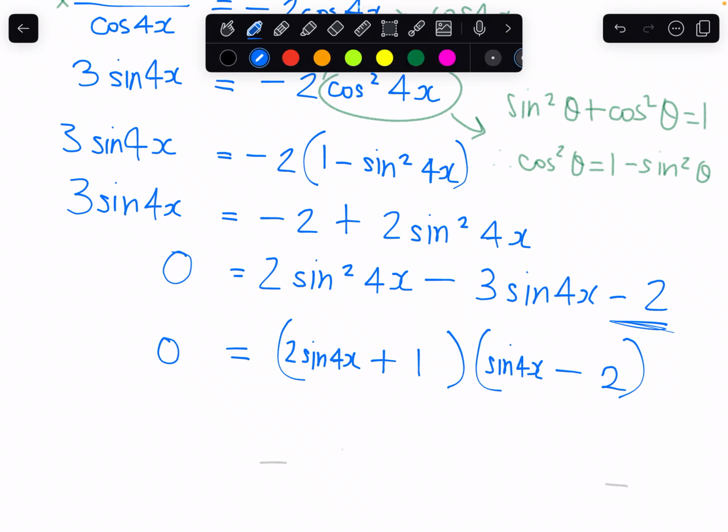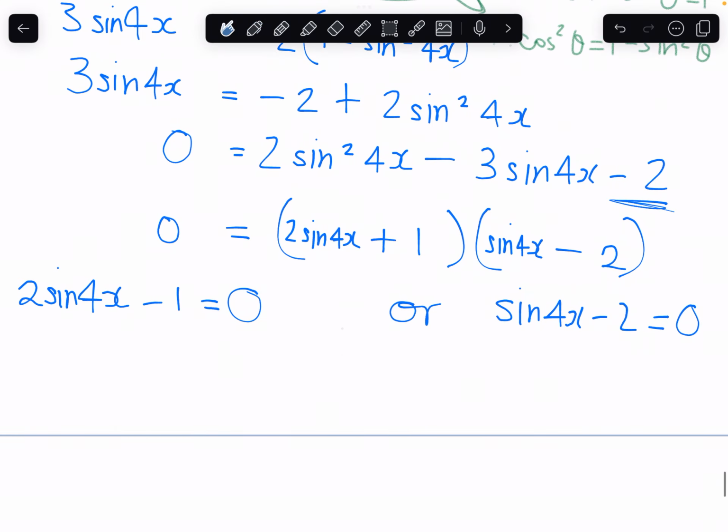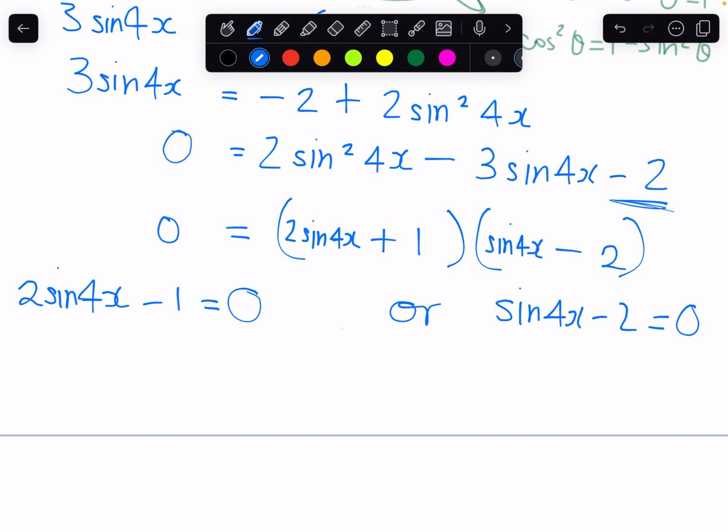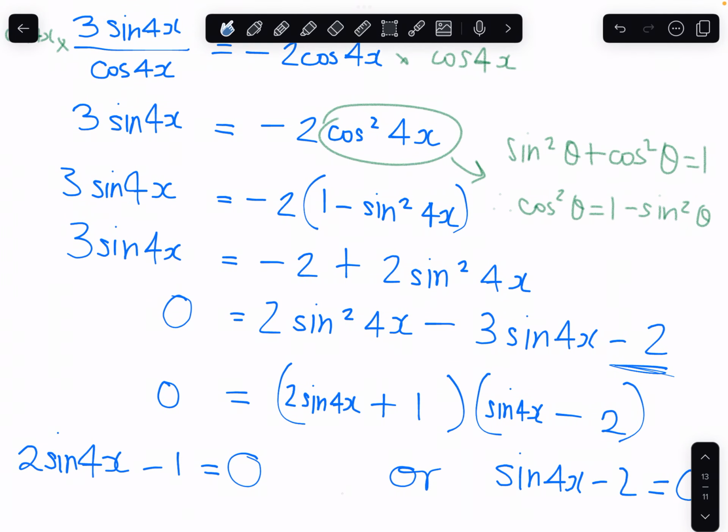Okay, cool. So now that we're all factorized and happy, that means 2 sine 4x minus 1 is equal to 0, or sine 4x minus 2 is equal to 0. Okay, so then maybe let's just shrink all the stuff that has happened so far.